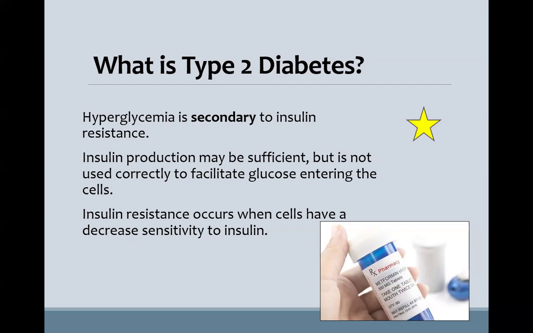Hyperglycemia is not the main cause of the disease. The cause of the disease is an insulin problem. Hyperglycemia is downstream; it's secondary to that insulin problem. With type 2, it's insulin resistance. Insulin production may be sufficient, but the body is not utilizing it right. We call this a decreased sensitivity to insulin.